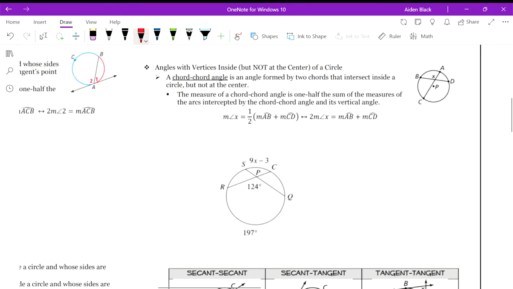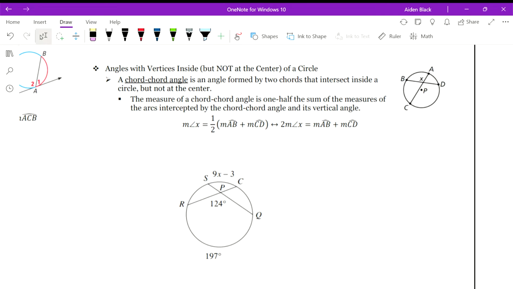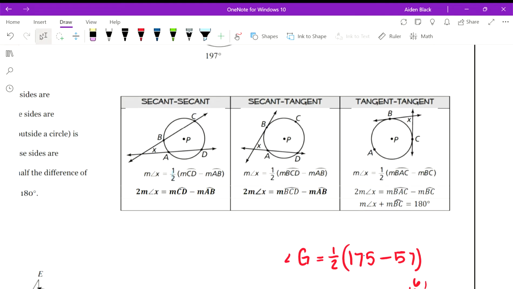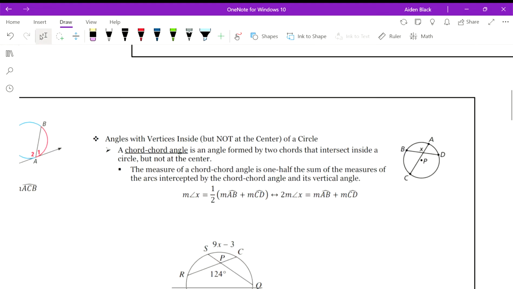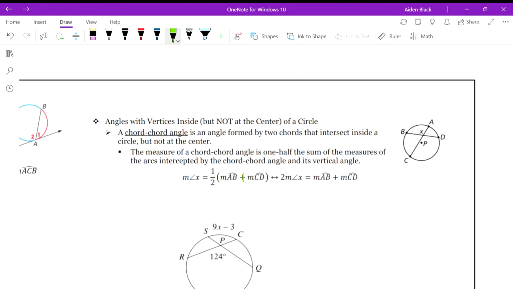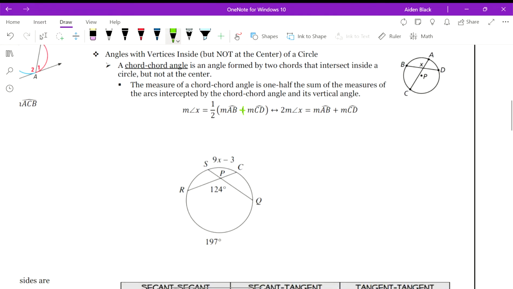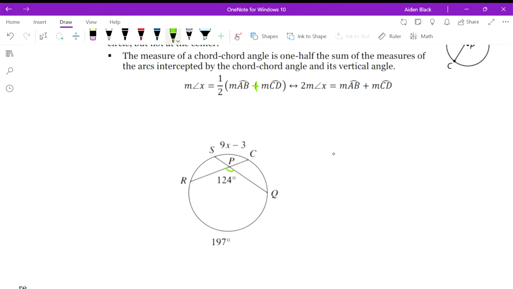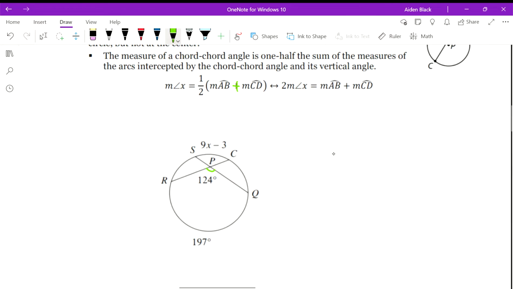Now the chord is a little bit different. Instead of subtracting like you do here, we must add those intercepted arcs. So in this case, this angle in here for the chord, 124, is equal to 1/2 the sum of the intercepted arcs. So that's 197 plus 9x minus 3. Okay, so you'd have to solve that way.